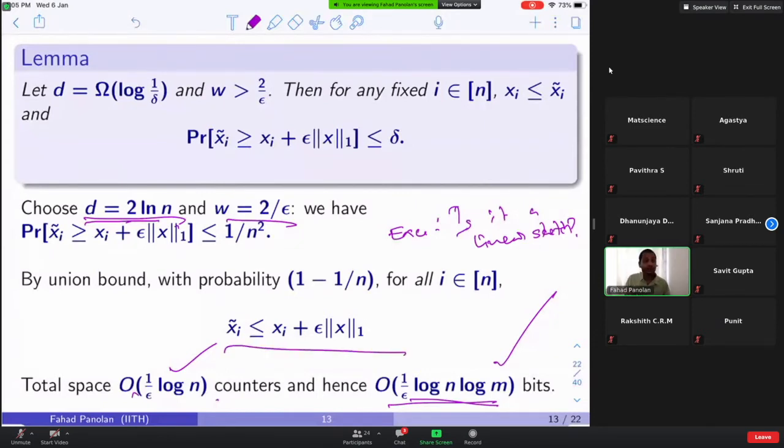And it will have this guarantee. Notice the quantification here: for any fixed i, the probability is this much. It is different from saying that with this probability all of them hold together. If you want to do the quantification the other way around, then you need to increase D.